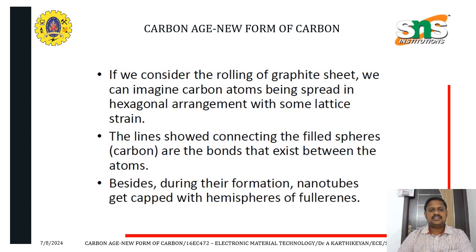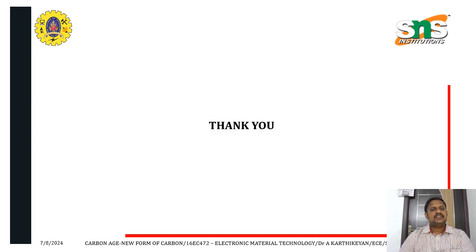Consider the rolling of a graphite sheet. We can imagine the carbon atoms being spread in a hexagonal arrangement with some lattice strain. The lines show the connections between carbon atoms, or the bonds that exist between them, and during their formation the nanotubes get capped with hemispherical fullerenes. Thank you.